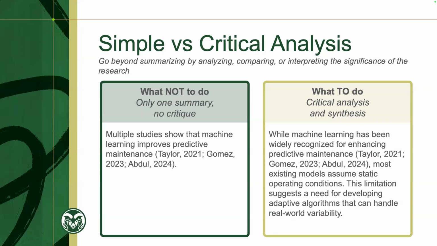So we might say, while machine learning is widely recognized for enhancing predictive maintenance, most existing models assume static operating conditions. This limitation suggests a need for developing adaptive algorithms that can handle real-world variability, right? So why did you just present this information? I think oftentimes when I put a quote from a reference, the next thought I have is, why did I include that one? And I walk the reader through that. It doesn't mean every sentence needs that why after it or before it, but that can really help make that critical analysis come into play.